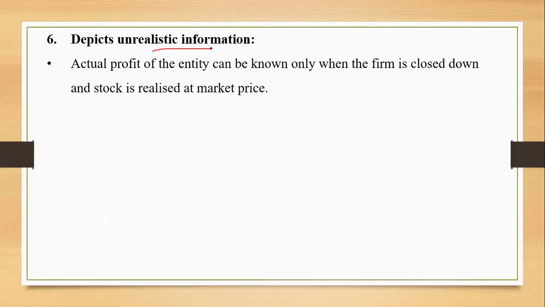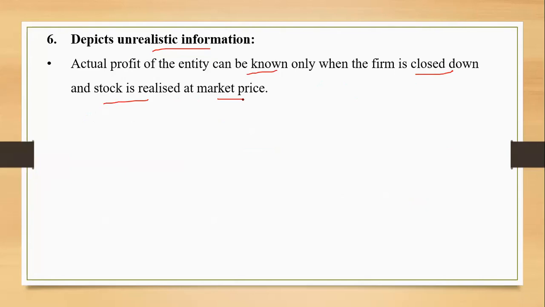Depicts unrealistic information. Now I'm sure with the help of these 5 limitations, आपको ये तो समझ में आ गया होगा कि we never ever have the realistic information from the books of accounts. Actual profit of the entity can be known only when the firm is closed down and the stock is realized at the market price.